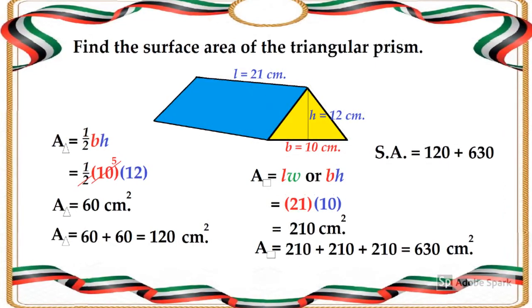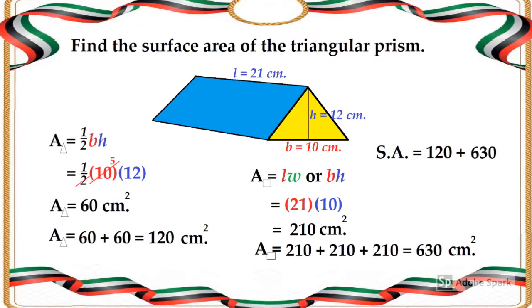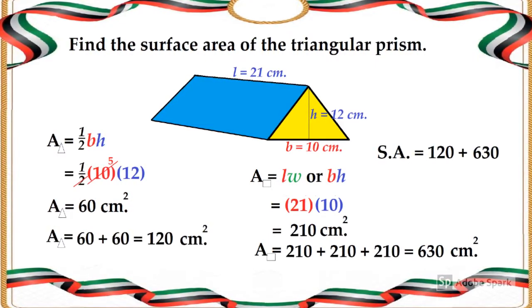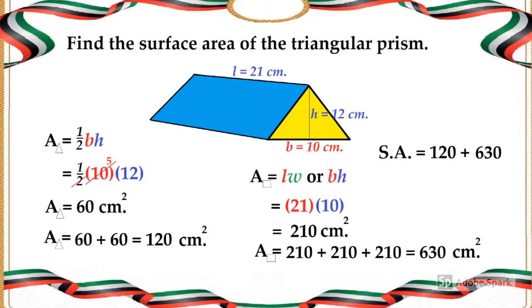To get the surface area of the triangular prism, we are going to add the 2 areas of the triangles and the 3 areas of the rectangles. So, SA is equal to 120 plus 630.